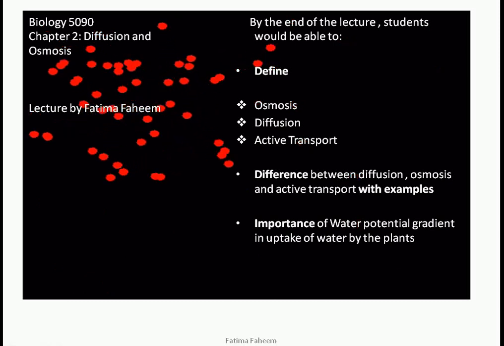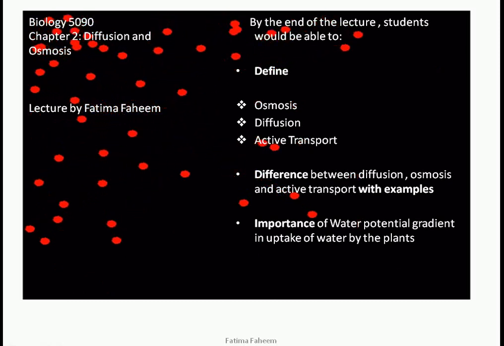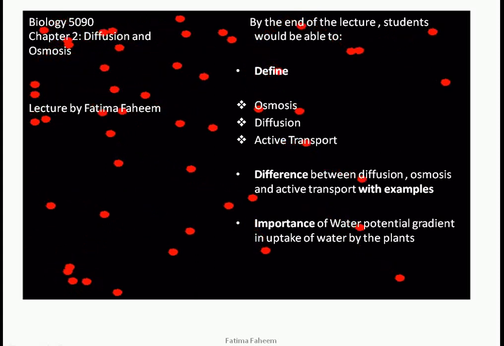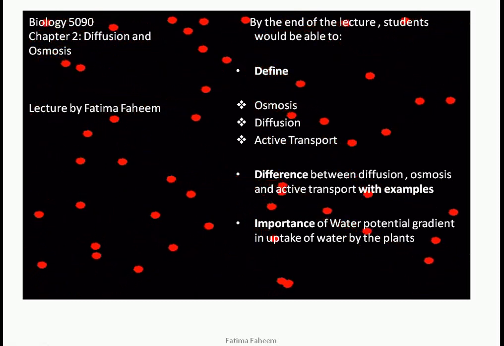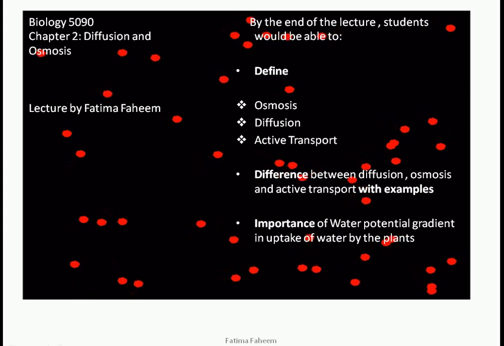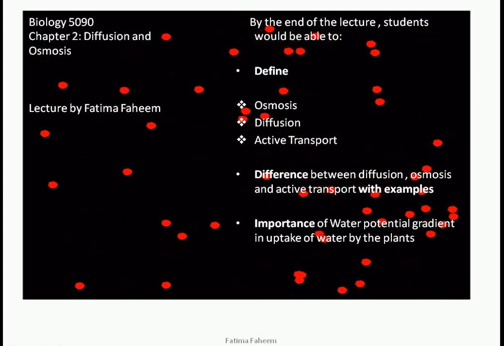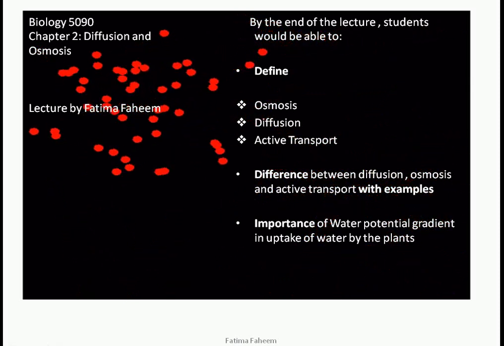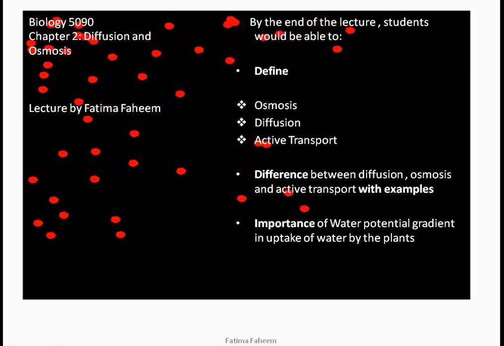Okay, students, we are starting our new chapter today. This is about diffusion and osmosis. By the end of today's lesson, you will be able to define osmosis, diffusion, and active transport. You will be able to tell the difference between these three with their examples.